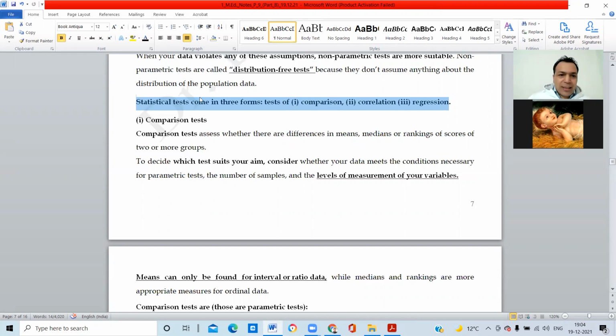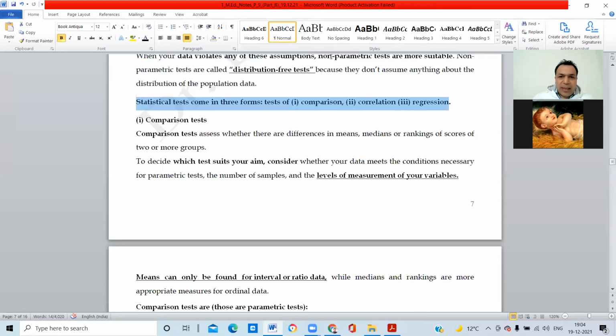In statistics, there are two types: one is descriptive and one is inferential. Under descriptive statistics, we talk about charts, graphs, pie charts, bar diagrams, etc. But under inferential statistics, we talk about comparison, correlations, regressions. Later on, after finishing comparison, correlations, and regression, we'll come to know what the parametric tests and non-parametric tests are.